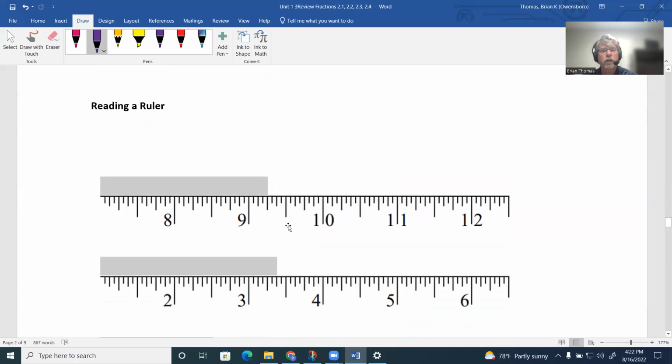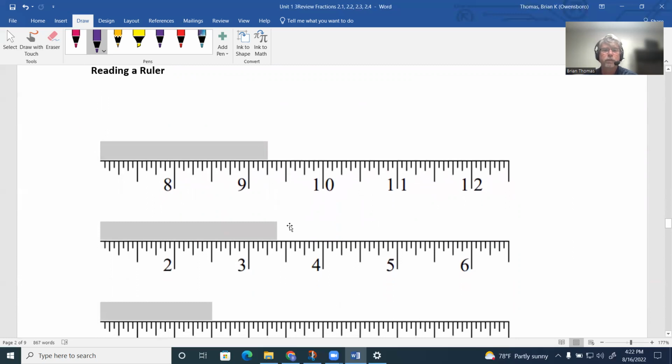Something else we want to get into is reading a ruler. Remember, it's about tick marks. If I count the tick marks between 9 and 10, using a little bit lighter marker, it'd be 1, 2, 3, 4, 5, 6, 7, 8, 9, 10, 11, 12, 13, 14, 15. It takes 16 ticks to get to the 10. That means each one of those little tick marks represents a 16th. So if I count across there, I'm going to have 1/16, 2/16, 3/16, 4/16. So that would be 9 and 4/16.